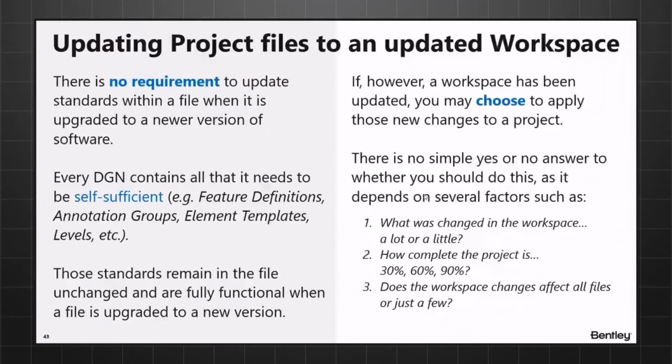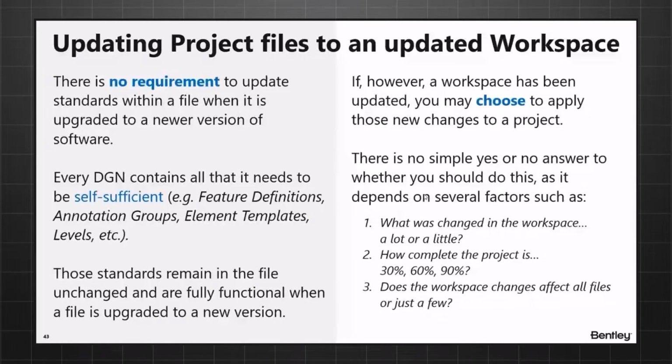Let me answer the second question first. There's no requirement that you have to update standards in a file when it is upgraded to a newer version. As most of you probably know, every DGN is self-sufficient. In other words, if you do an annotation, everything that annotation needs, from annotation groups or annotation definitions, element templates, feature definitions, levels, everything is copied into that file. So that file is completely self-sufficient. It's fully functional. You don't have to update anything.